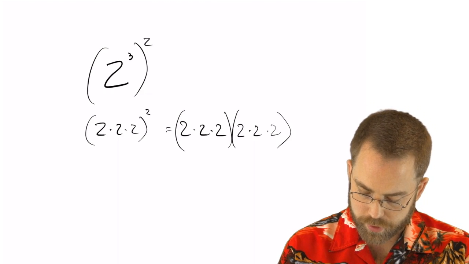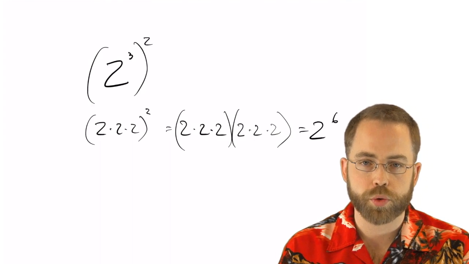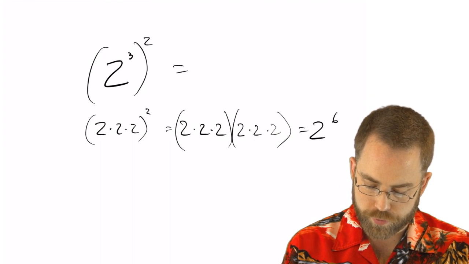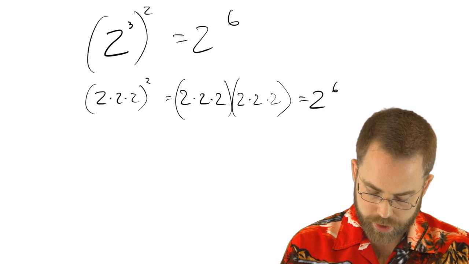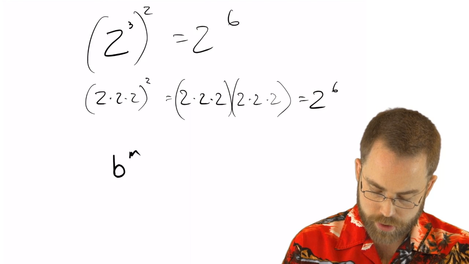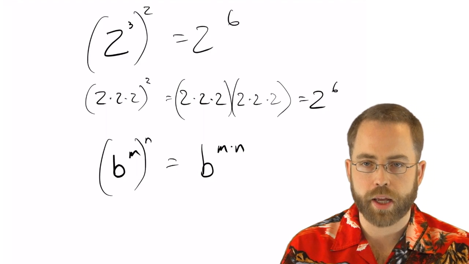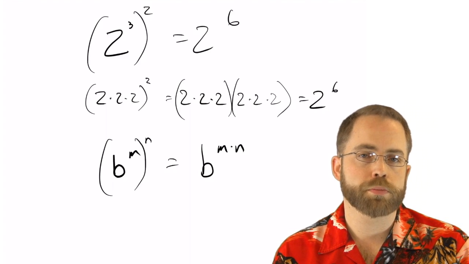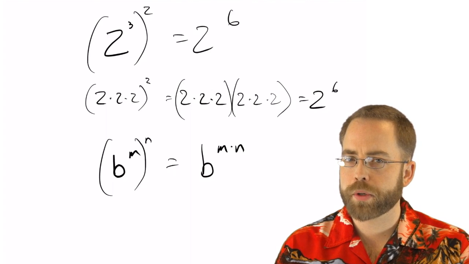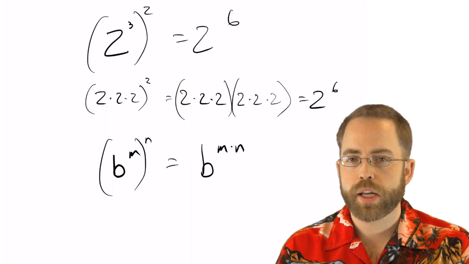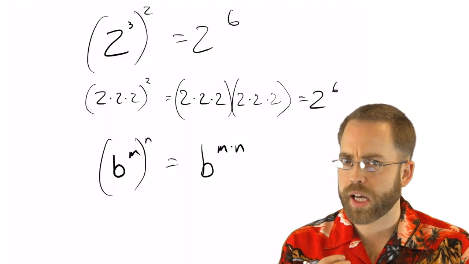So obviously, rather than writing that all out long ways, mathematicians got wonderfully lazy and said that's 2 to the 6. So if you've got a power to a power, you multiply. If you've got B to the M to the N, then that is the same as B to the M times N. So a power to a power, you multiply, is the little shortcut that you'll hear me say. So I hope those are all familiar to you. I hope you've seen all those before and that they're not something new that you're encountering for the first time.